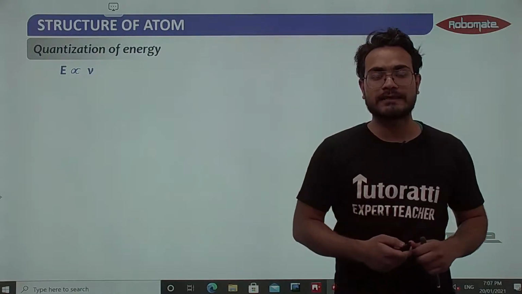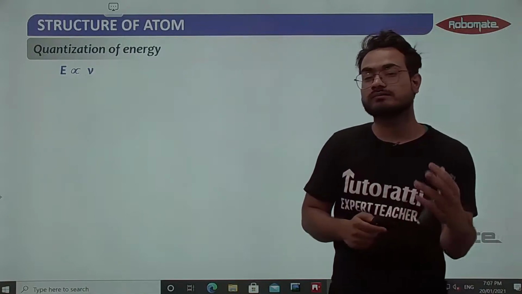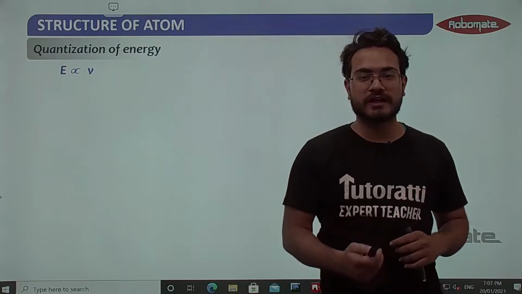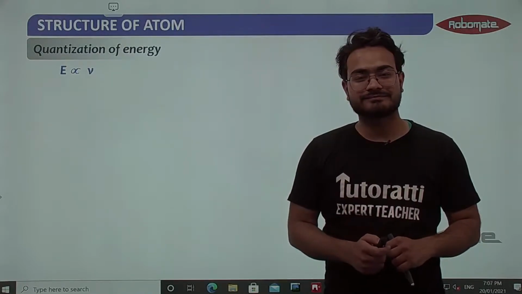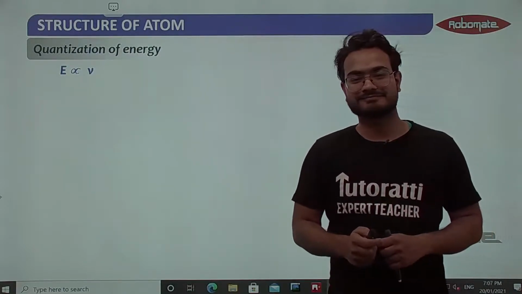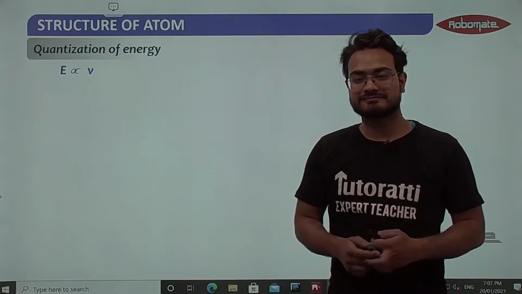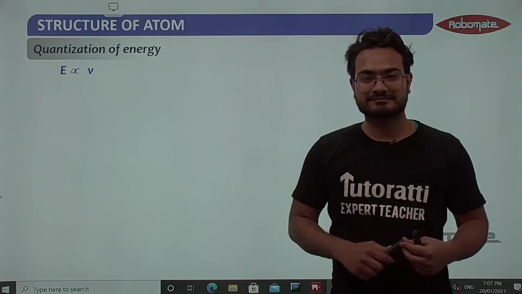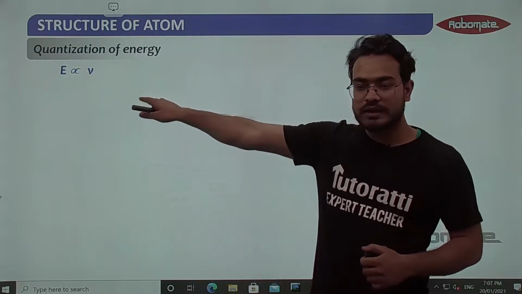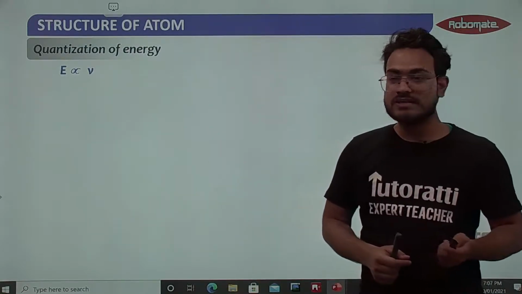Tell me quickly. What is this expression? E is directly proportional to nu. What is nu here? Sarthak, Pranit, Jayant, tell me. Very good, Nivedi. This nu is actually the frequency. This is frequency. Let's go ahead.